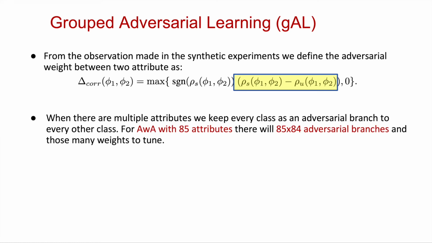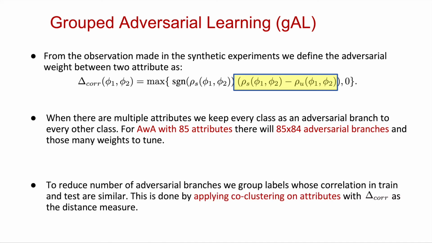The next issue to address is dealing with many attributes. AWA has 85, as we mentioned earlier. So shall we keep every attribute as an adversary to every other attribute? We will have 85 times 84 adversarial branches if we do that. To reduce the number of branches, we group the attributes whose correlation is similar in train and test set. We do this by using co-clustering of attributes using delta core, which is defined above, as the distance measure.